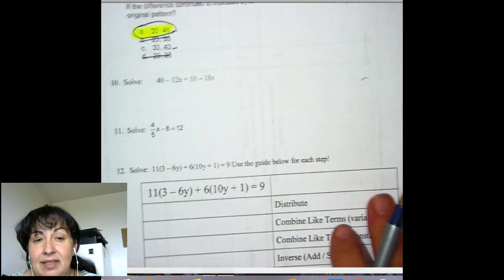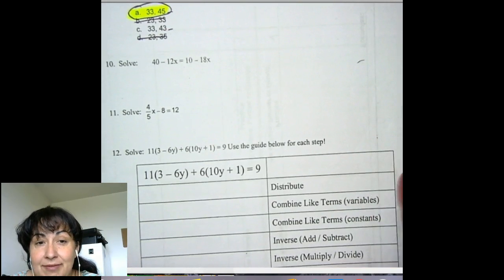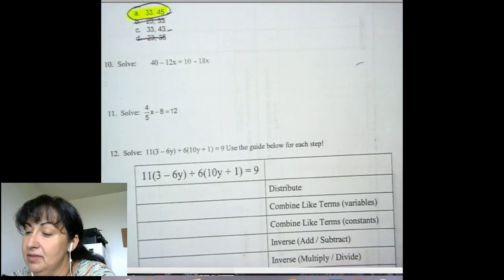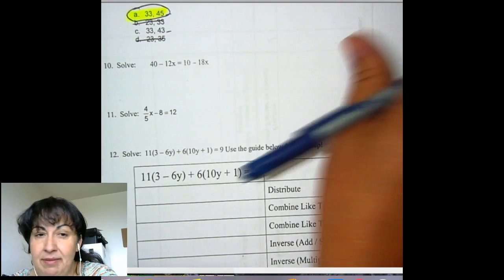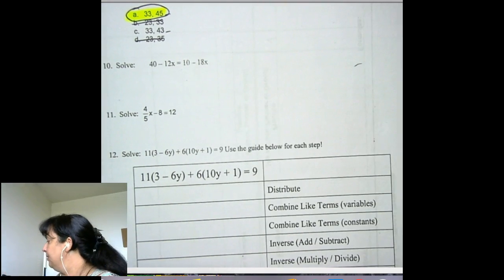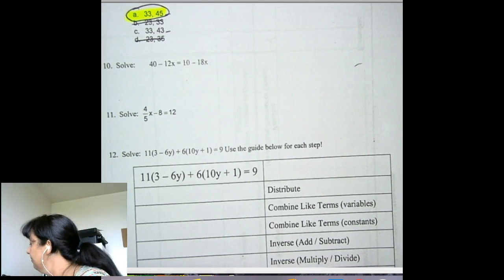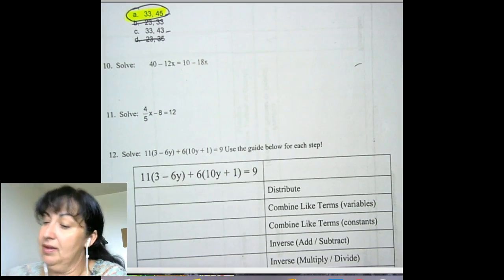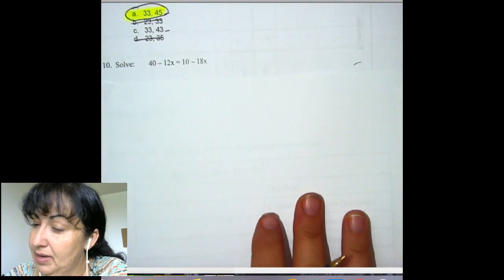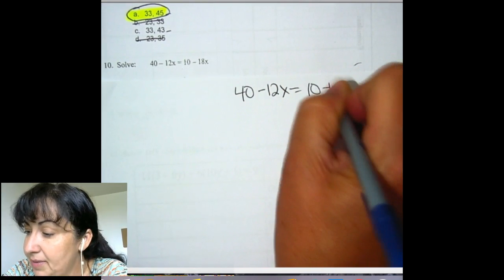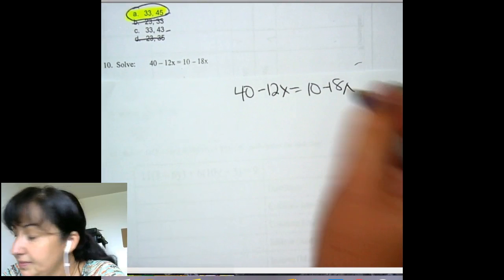Numbers 10, 11, and 12 have to do with solving equations, so we have to go back to algebra. Okay, so we're going to go ahead and work those out. I may rewrite this on another paper so that I have big room to write, okay? Pardon me for just a second. Okay, I'm going to write a little bigger so it's easier to see. 4 minus 12x equals 10 minus 18x, okay?